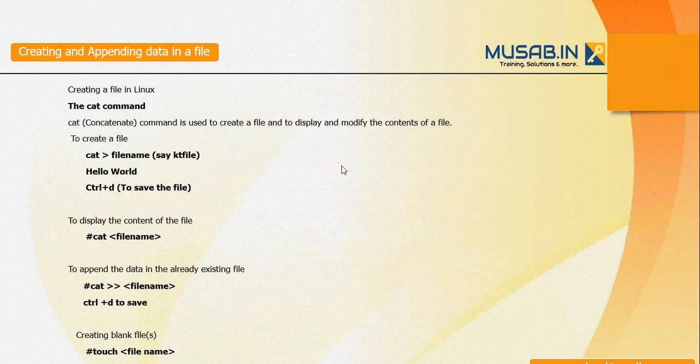Guys, generally cat stands for concatenate, to add something. The cat command is used to create a file, display the contents of a file, modify a file, or add contents. How do you create a file using the cat command? The command goes like this: cat greater than file name. Greater than is the operator to create a new file.